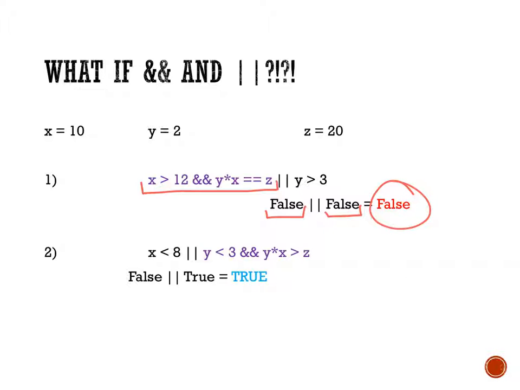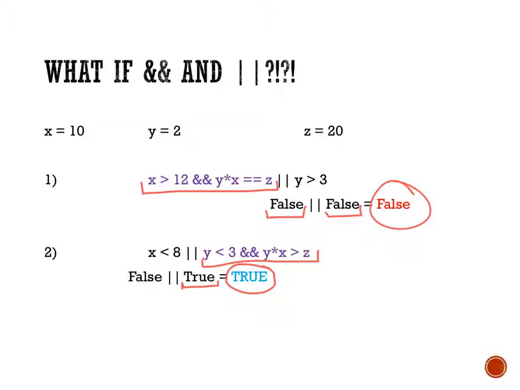Now, in the second one, we did this part in purple first because the and has a higher order of operations than the or, and so we evaluated that first. That part ended up to be true, and as a result, we then had false or true, which in the end evaluates to be true. So just remember that order of operations when solving complex Boolean statements.